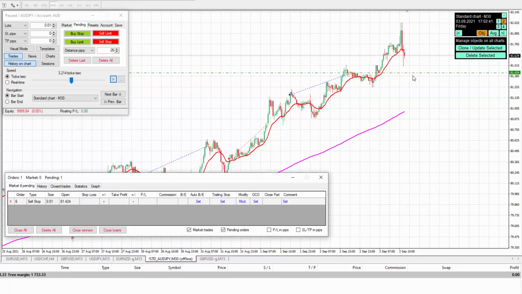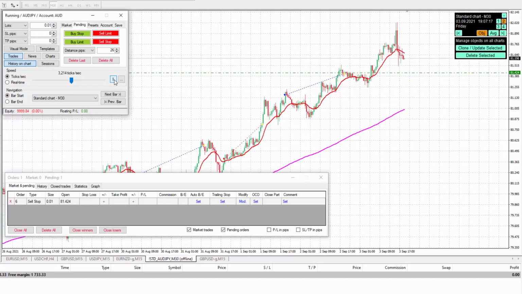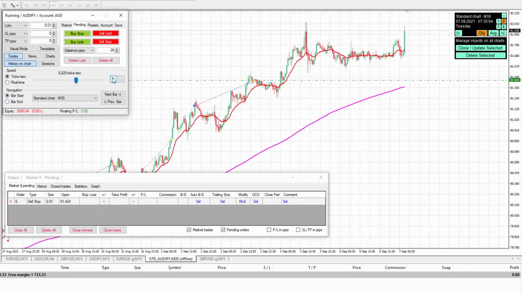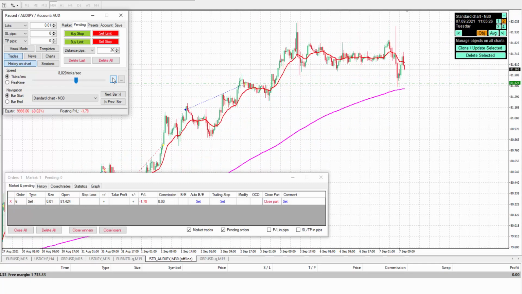So this is the new zone. If the price drops to here, it will trigger my sell order, and then I anticipate the price to go down even further. Finally, it fell, and this sell stop order got triggered. Now I am in a sell position.